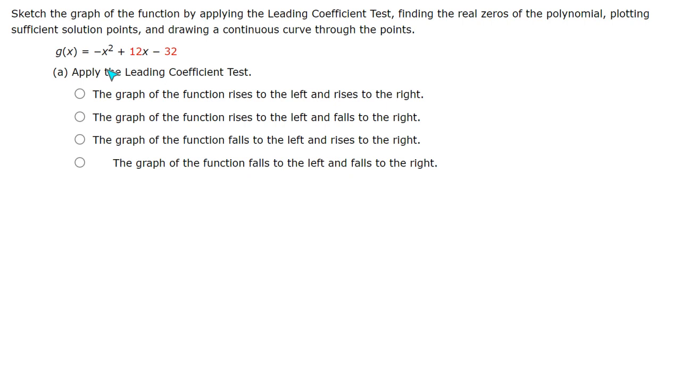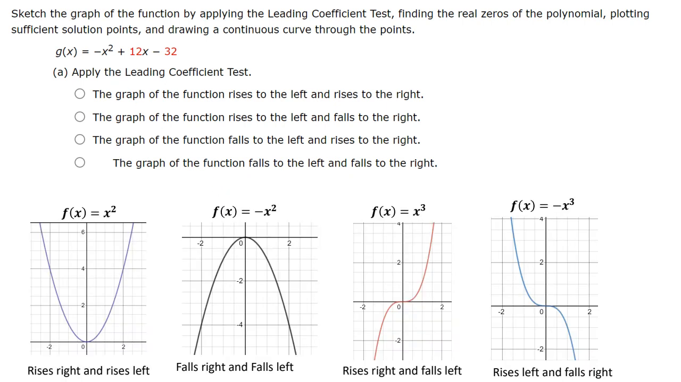One of the things you can do is consider these 4 graphs that we should already know how to graph. What you want to look at is the degree and the leading coefficient. If the degree is even, your graph is going to behave like this parabola. It's either going to rise to the left and rise to the right, or fall to the left and fall to the right. If it has a negative coefficient, then it falls right and falls left. If it has an odd exponent, the behavior is going to be similar to this cubic function.